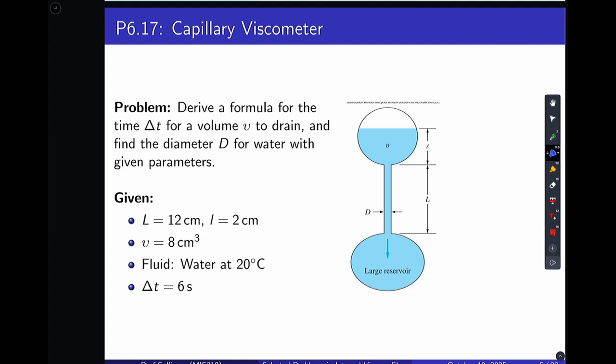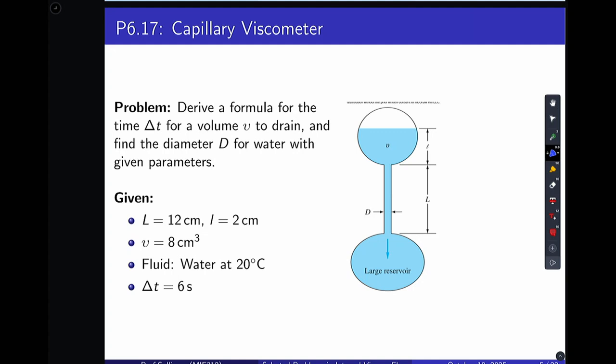And this is where I could get myself in a little bit of trouble because I'm going to go between 2300 and 2100, and I can't remember where I do that changeover. Derive a formula for the time delta T for a volume V to drain and find the diameter D for water with given parameters. So you have two very large reservoirs, one on top of each other. It looks like an hourglass, and the hourglass is connected by a thin tube which has a diameter D, oh, sorry, I don't write it down.